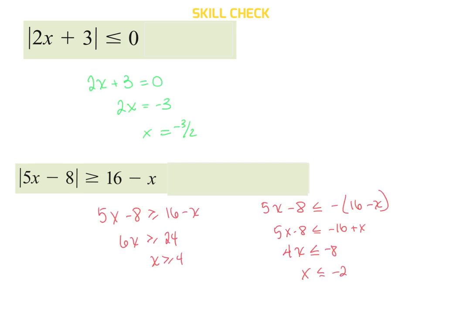Just want to point out a few things. For this, remember absolute value cannot be negative. So the lowest this could ever be would be equal to zero. This absolute value could never be less than zero. So that is why this is set up with just an equal.